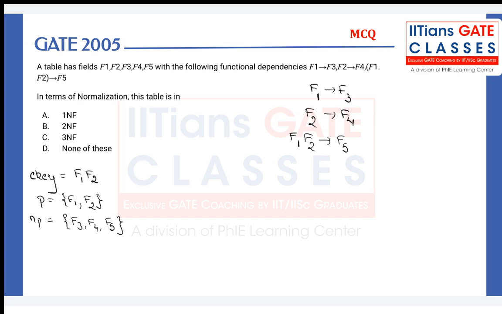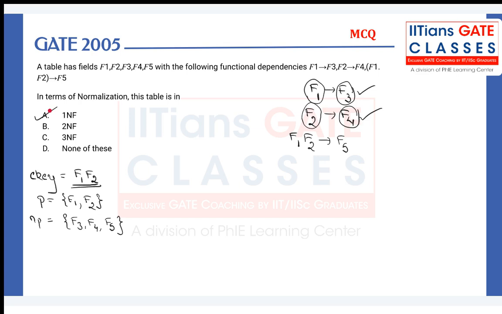If you look at the first two functional dependencies, both of them are partial dependencies. Why? Because the LHS is a subset of the candidate key, right? And the RHS is a non-prime attribute. That's why this table is not in 2NF. So you do not have to go any further. Simply answer that the table is in 1NF. Okay.